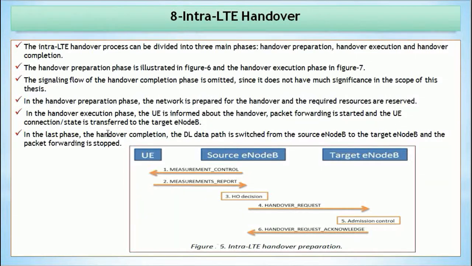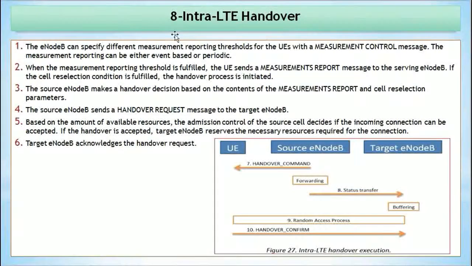In the last phase, the handover completion, the downlink data path is switched from the source eNode B to the target eNode B, and the packet forwarding is stopped. The eNode B can specify different measurement reporting thresholds for the UE with a measurement control message. The measurement reporting can be either event based or periodic. When the measurement reporting threshold is fulfilled, the UE sends a measurement report message to the serving eNode B.